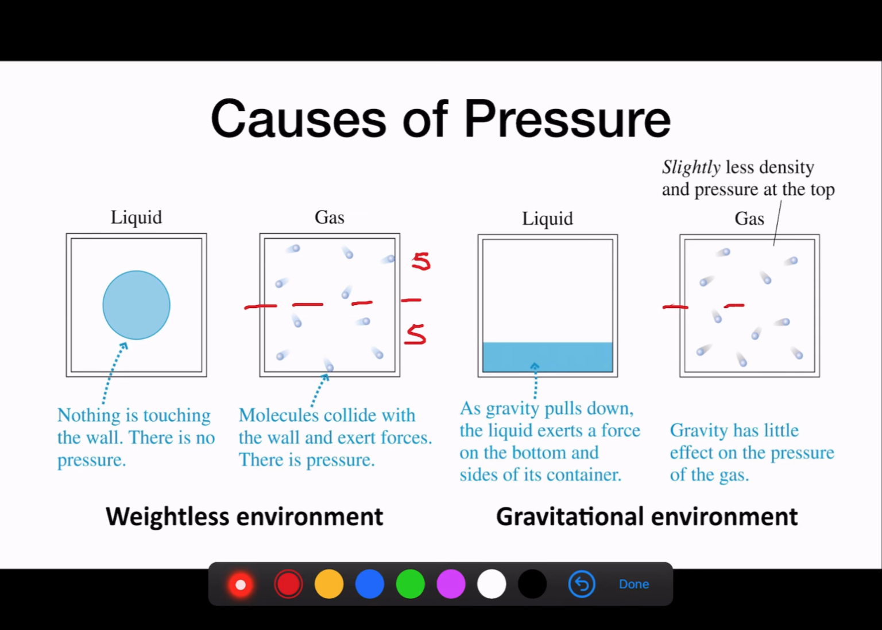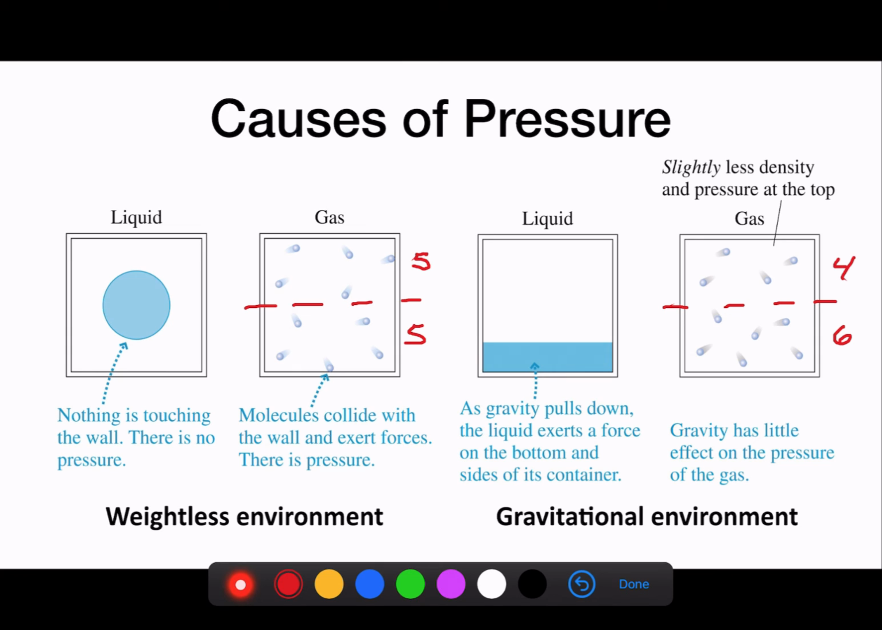Now when we go through and do this counting for the one that's on Earth, we only see 4 on top and now 6 on the bottom. So they've redistributed a little bit, not as obviously as the liquid container has, but there are slightly more particles on the bottom than there are at the top, which means that the pressure on the bottom is going to be a little bit higher than the pressure inside this container on the top. And we'll take a look at this in a little bit more detail in a future video.